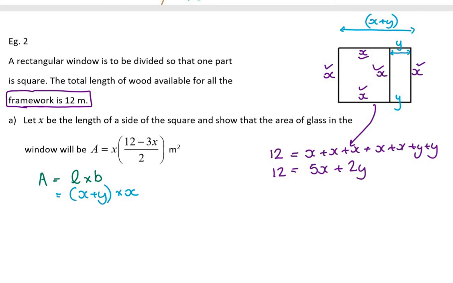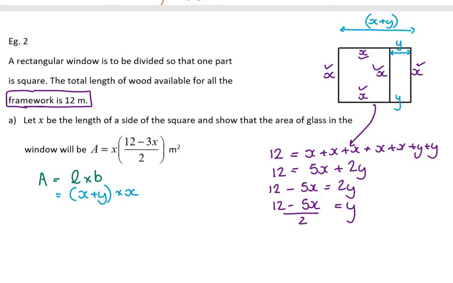Now, these questions are often like this. They'll give you a bit of information so you can find a missing variable in terms of x, just so that you can create an equation with only one of the variables. So now we need to solve for y. So 12 minus 5x would be equal to 2y. So (12 minus 5x) over 2 would equal y.